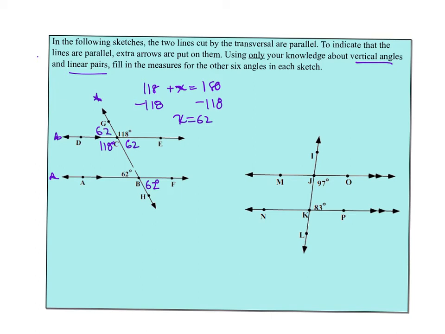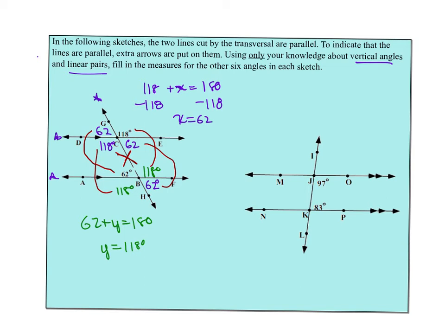That makes this 62. And if I do something similar down here, 62 plus y equals 180, I'm going to get 118. Now look at what has transpired here, just using linear pairs and vertical angles. Notice you have angles that match up that are equal. You also have angles that go across that are equal. That's not a coincidence. That will happen every single time.